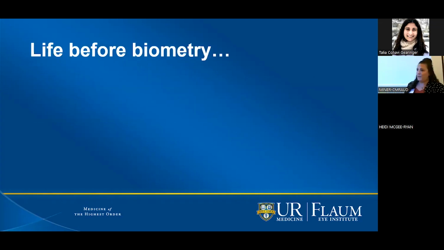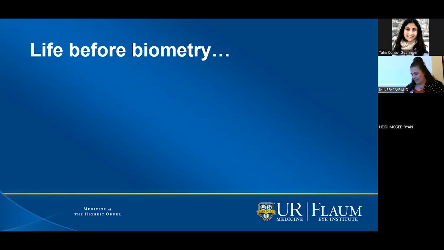So before biometry, the first IOL was actually implanted in 1949 by Dr. Ridley. That patient had approximately a 20 diopter refractive surprise. So it took them still a couple decades after that to really figure out how to calculate these lens powers. And until biometry came about, they really had no way to do that. So patients were left aphakic.